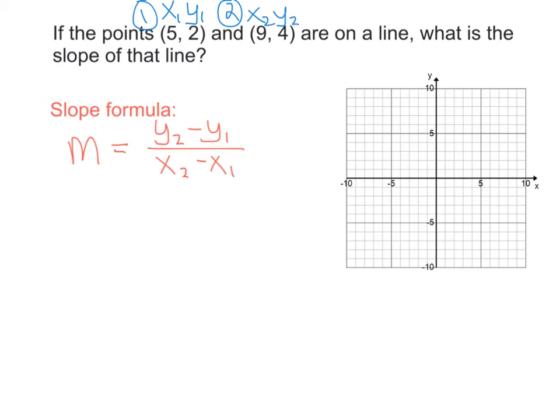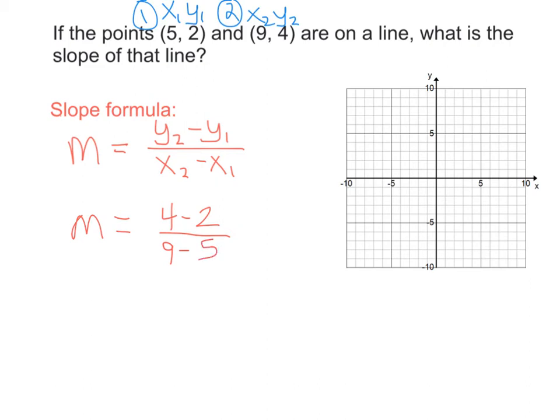Now all we need to do is put those numbers in the correct place in this formula and simplify. So m equals my y sub 2 value. Here's y sub 2. There's only one y sub 2 in this list. It's 4. So I'm going to put a 4 right here, minus my y sub 1 value. Here's y sub 1. It's 2. Then my x sub 2 value, which is right here, so 9, minus my x sub 1 value, which is 5.